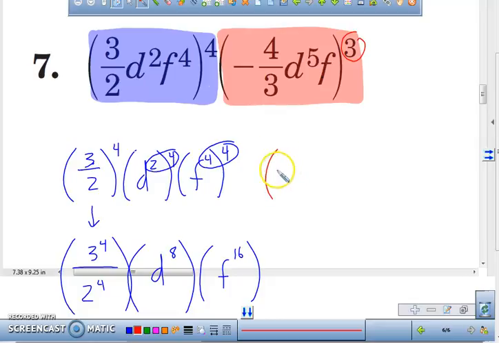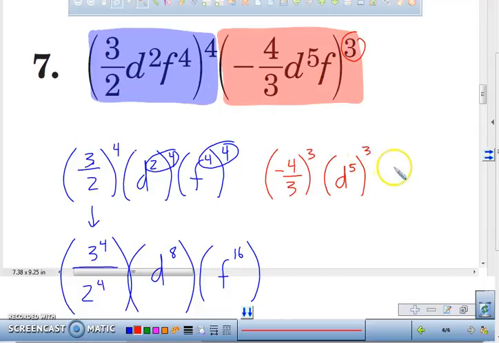First thing, you're going to do negative 4 over 3, close parentheses to the power 3. Then, open parentheses, d to the 5th, close parentheses to the power 3. Then, open parentheses, f. I know it's kind of a fancy f, I'll just do a regular f. Ready? To the power of 3.